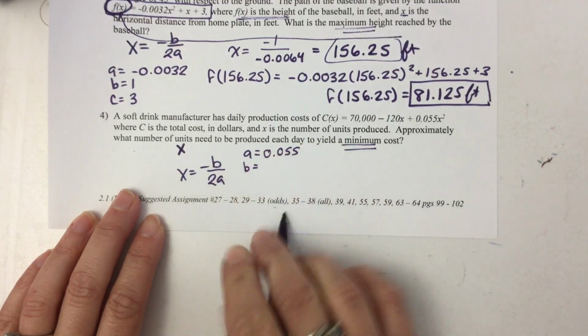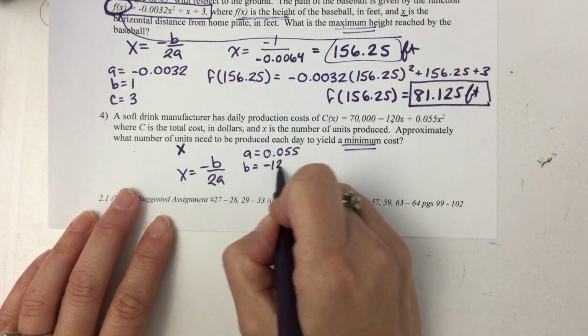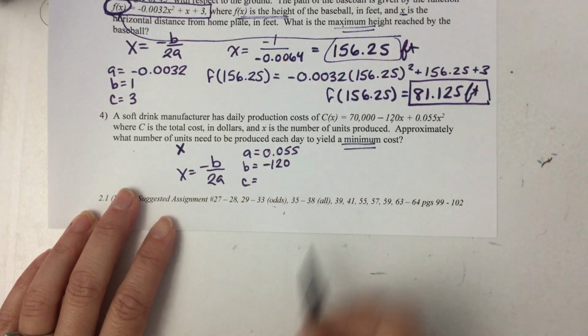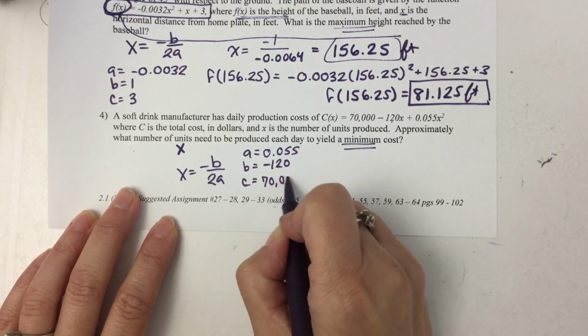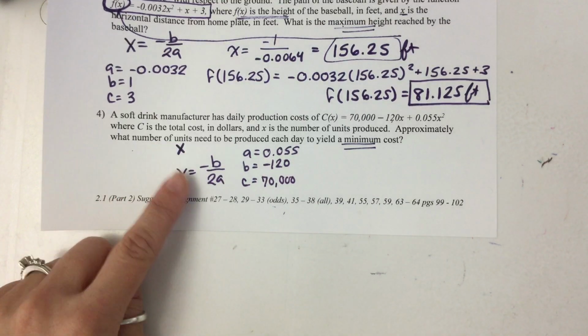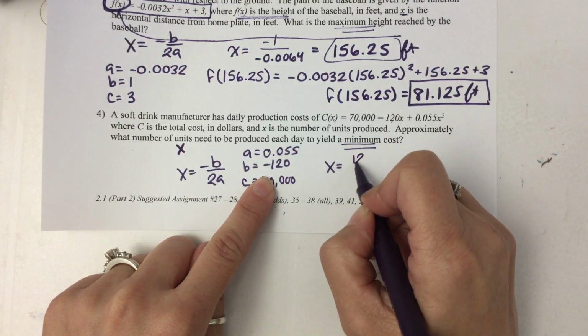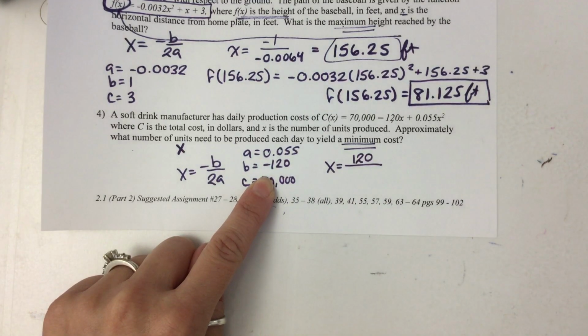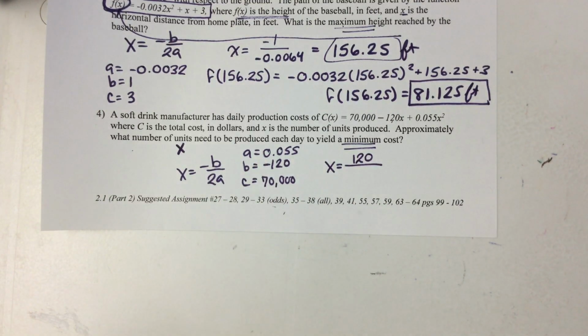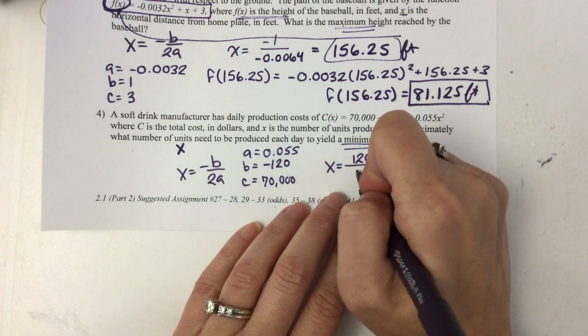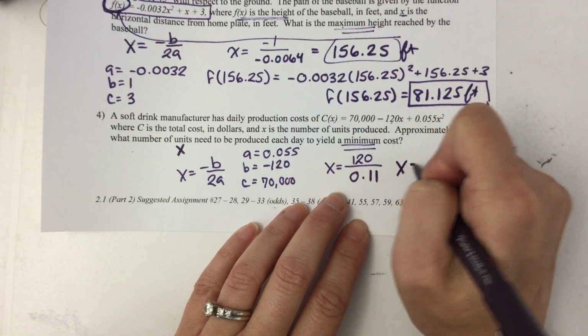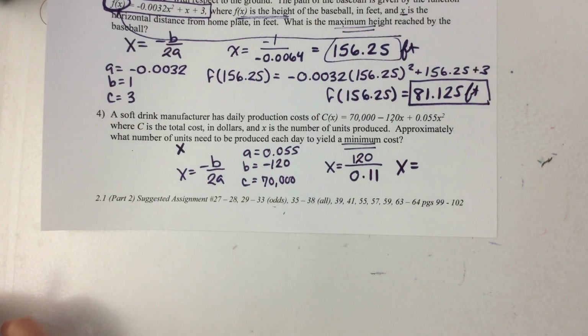A, the value in front of my squared term, 0.055. B, the number in front of x, negative 120. C, my constant, 70,000. So if I want to solve for x, the minimum would be the opposite of b. Opposite of a negative 120 is a positive 120. All over 2 times a. 0.055 times 2 is 0.11. So x equals 120 divided by 0.11.